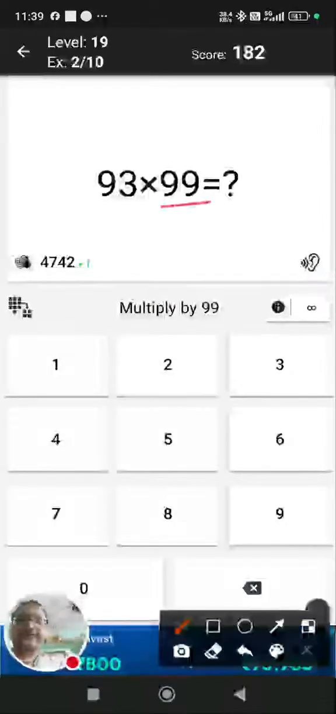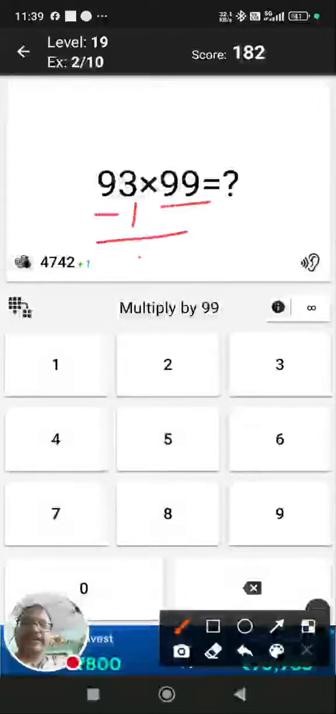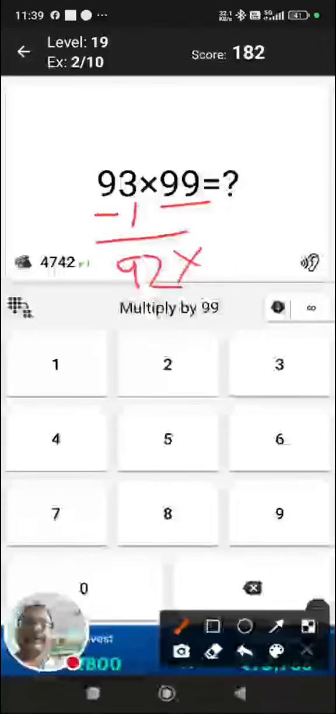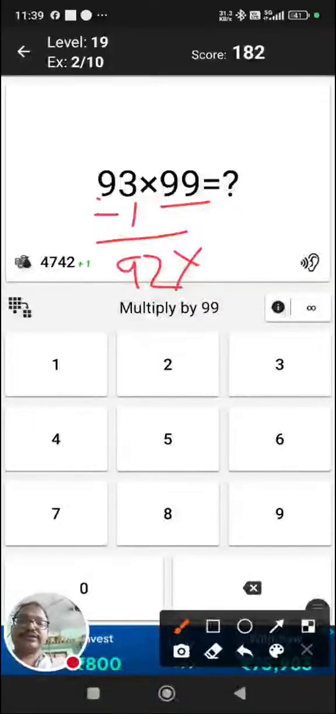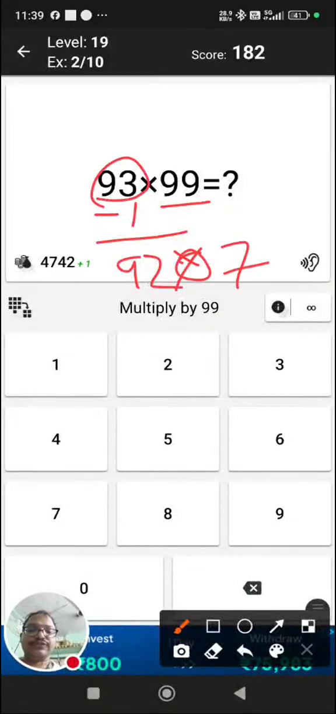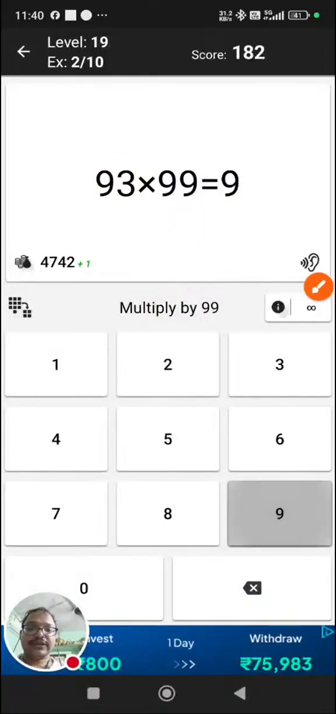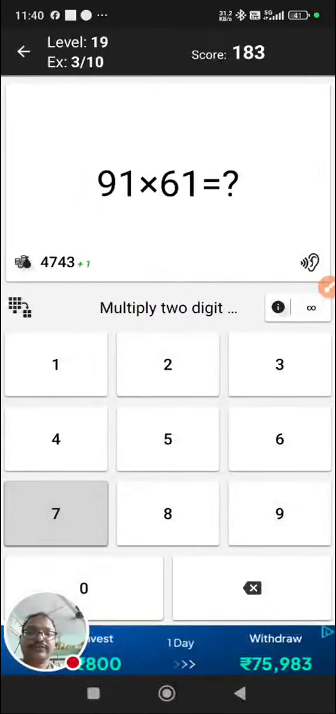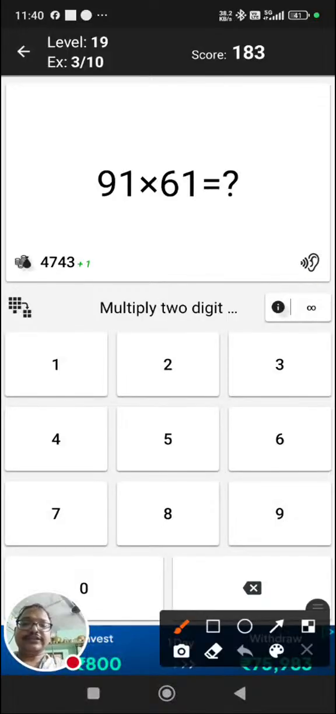Here we see 99. So subtract 1 from this one, we get 92, and subtract 93 from 100, we get 07. So 9207 is the answer for this one. Again we see the unit digit is 1.